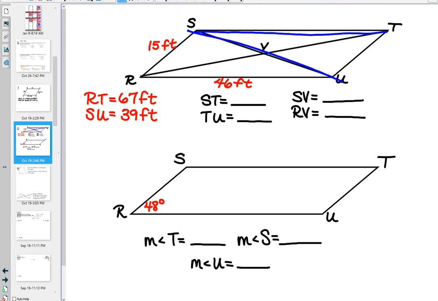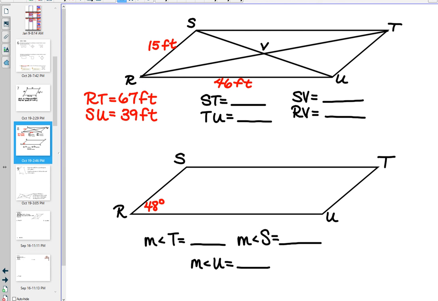Appreciate it. Yeah. So, we learned properties about each. We learned some stuff about sides, some stuff about diagonals, some stuff about angles. So ST is a side. What specifically did we learn about the sides of a parallelogram? Opposite sides are congruent, and opposite sides are parallel.